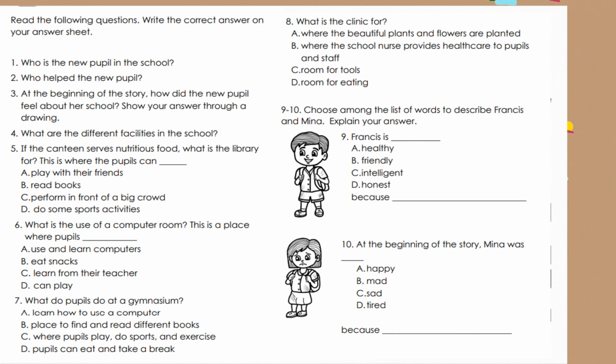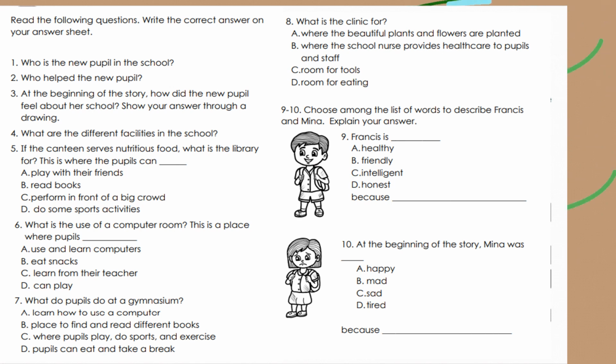Number 7, what do pupils do at a gymnasium? A. Learn how to use a computer. B. Place to find and read different books. C. Where pupils play, do sports, and exercise. D. Pupils can eat and take a break. Number 8, what is the clinic for? A. Where the beautiful plants and flowers are planted. B. Where the school nurse provides health care to pupils and staff. C. Room for tools. D. Room for eating. And 9 and 10, choose among the list of words to describe Francis and Mina.